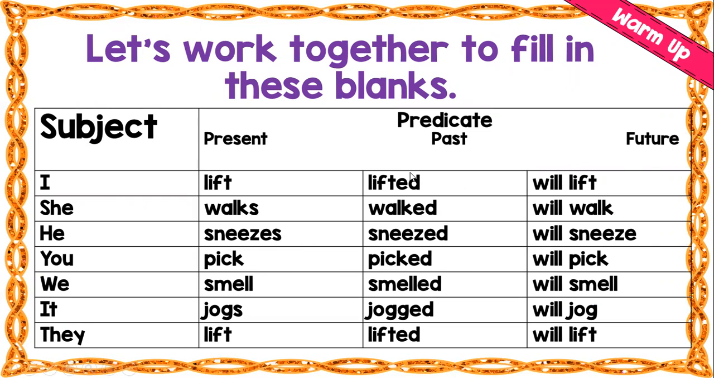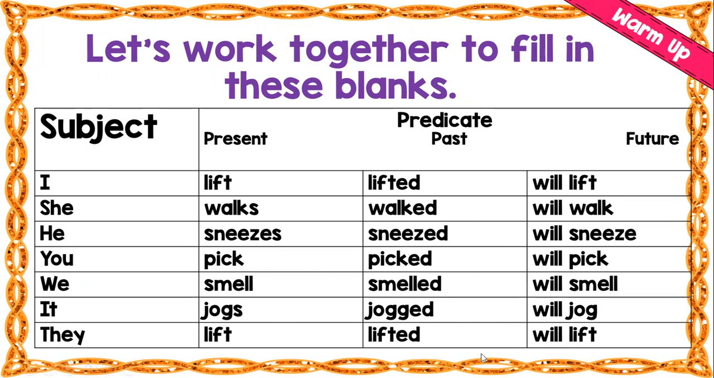So remember, when you see ed at the end, it doesn't always say ed. Sometimes it says d and t, like lifted, walked, sneezed, picked, smelled, jogged, lifted. So sometimes you don't hear the ed sound. You may hear that d or that t sound, but if you add ed to a verb or predicate, it's going to make it in the past. That's telling the reader that these things have already happened.